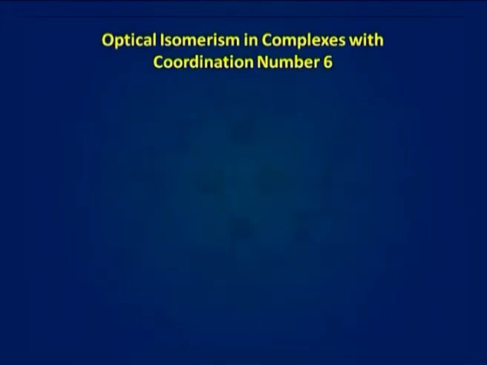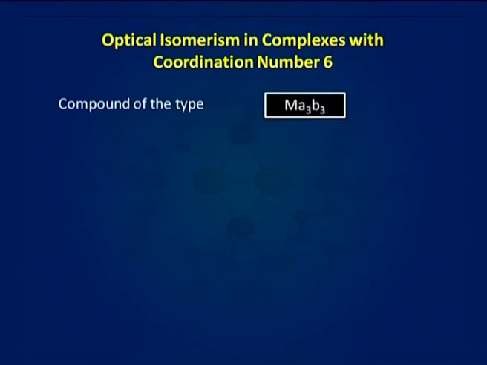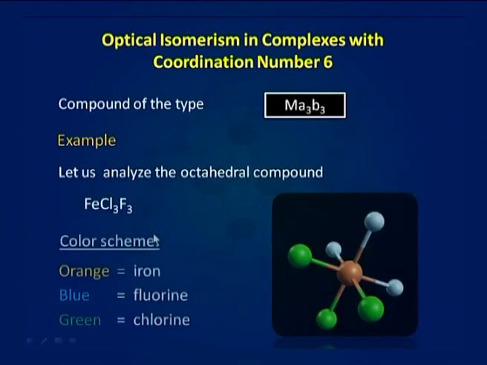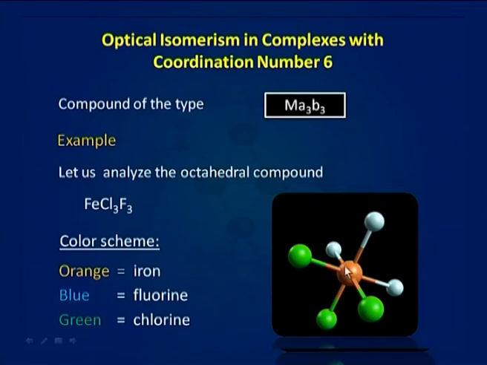Now, we will discuss the optical activity or optical isomerism in 6 coordinated complexes. As you know, 6 coordinate complexes have an octahedral geometry. First, we are going to discuss the type of complexes MA3B3. Here, M is the metal ion, A and B are 2 types of ligands. Let's analyze the octahedral compound FeCl3F3. Now, this is iron, these 3 are fluorines and these 3 are chlorines.